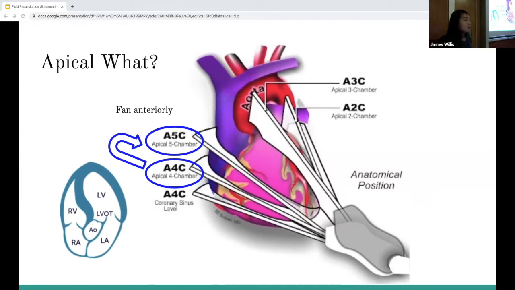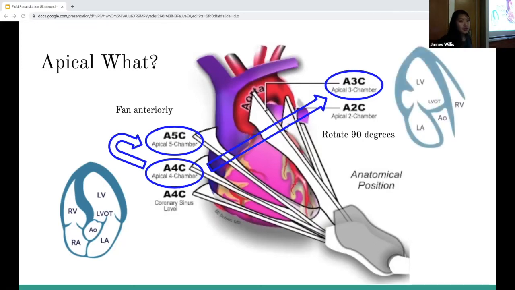Alternately, if you want to do the apical 3-chamber view, you can start with your apical 4-chamber view and then just rotate your probe 90 degrees, marker up. All right, and then you'll get this truncated view where you're only seeing really one ventricle truly in full view, but you'll be able to visualize your outflow tract.